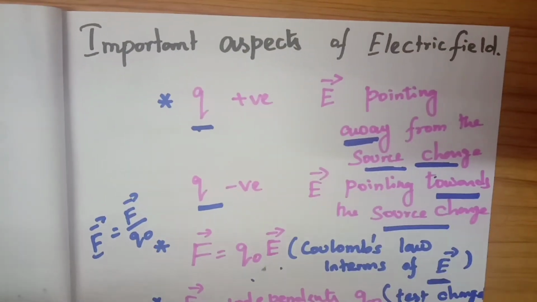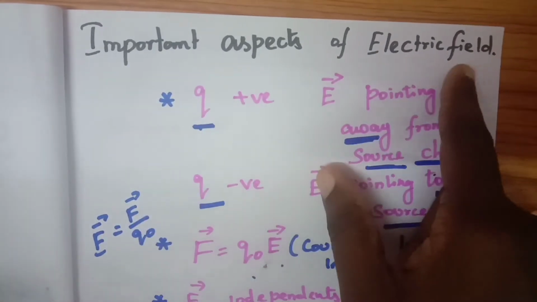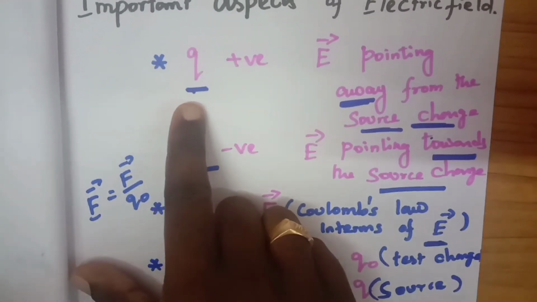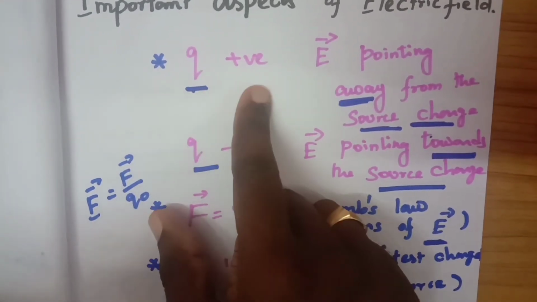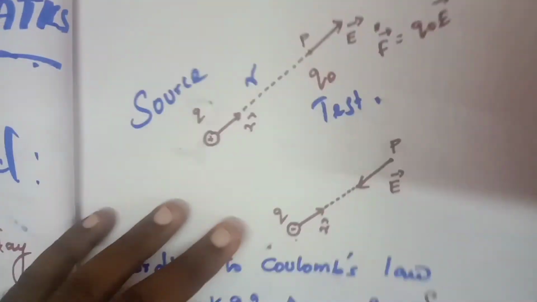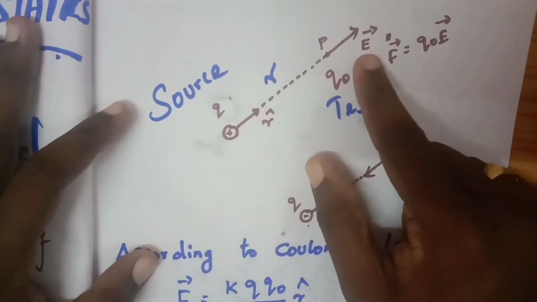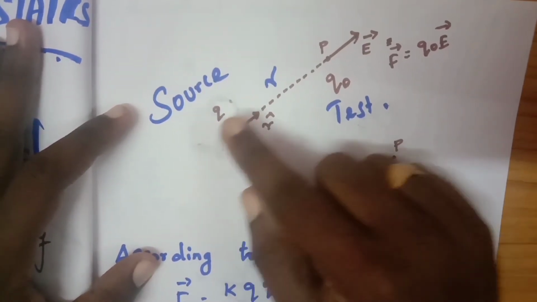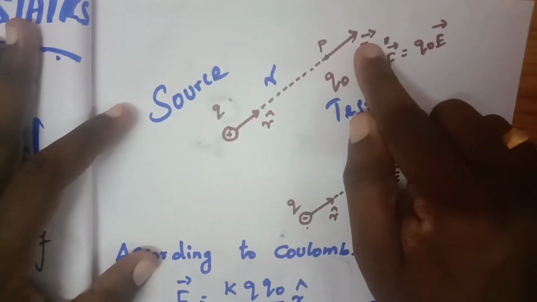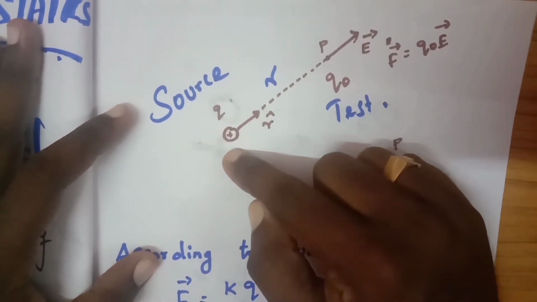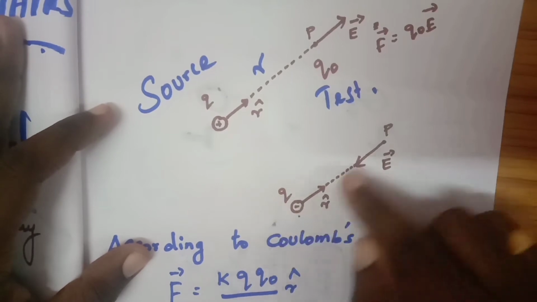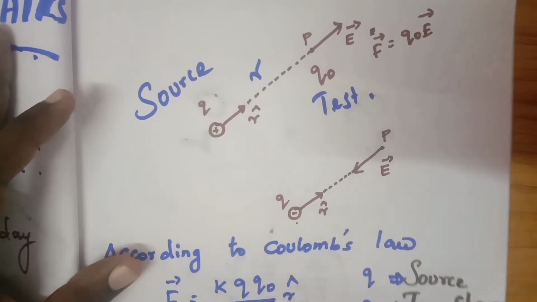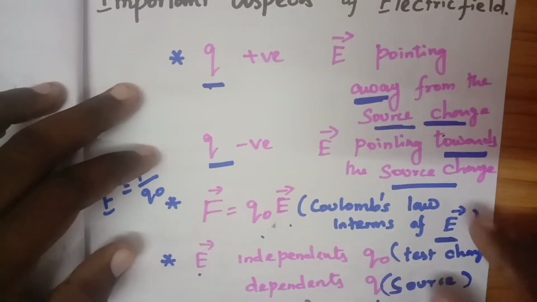Okay. Now the important aspects of electric field are going to be discussed. Right. So the first important aspect: if the charge is positive, the electric field is pointing away from the source charge. If the source charge is negative, the electric field is pointing towards the source charge. It is the first aspect.